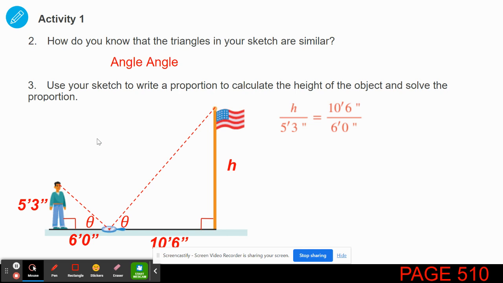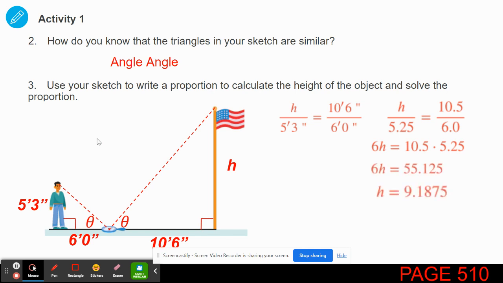Now, before we solve this, one important thing we need to make sure to do is convert these from feet and inches into decimals. So, what part of a foot is 3 inches? What part of a foot is 6 inches? So we get, 5'3" is 5.25 feet. 10 feet 6 inches is 10.5 feet. Now we can cross multiply. Divide by 6 there, and we get a height of 9.1875 feet.